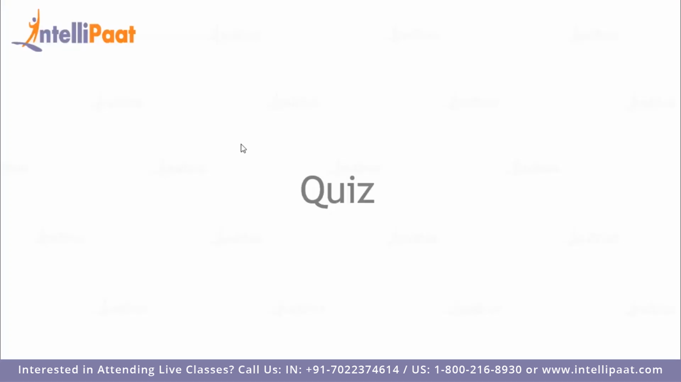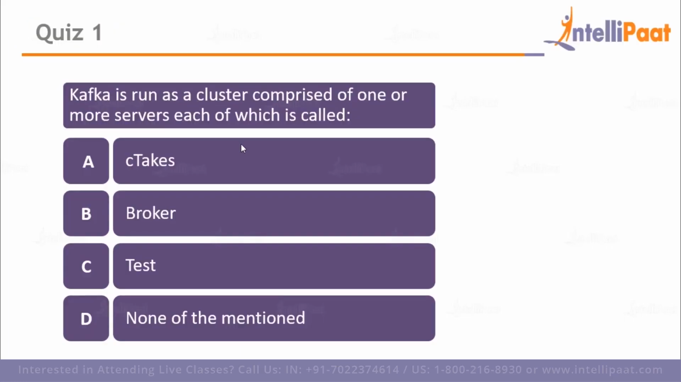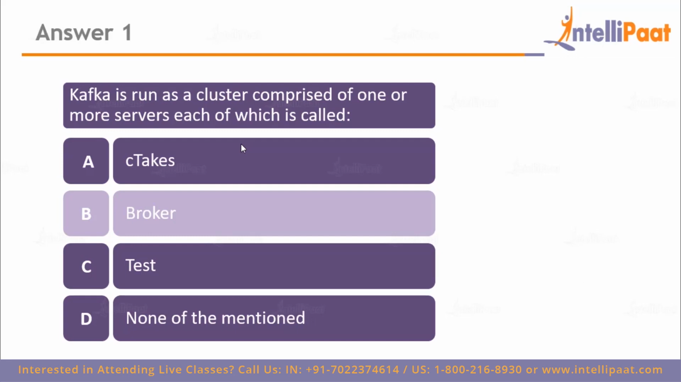Right guys, so this brings us to the end of the session. So let's just go through a quick quiz. So this is our first question over here. Kafka is run as a cluster comprised of 1 or more servers, each of which is called. So what do you think is the answer? The answer is broker, isn't it? Right, so you've got multiple brokers or a single broker in the cluster.